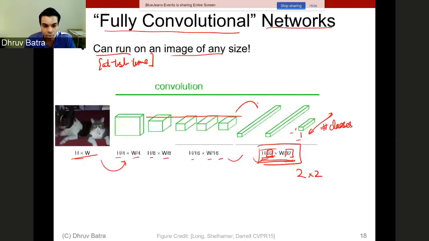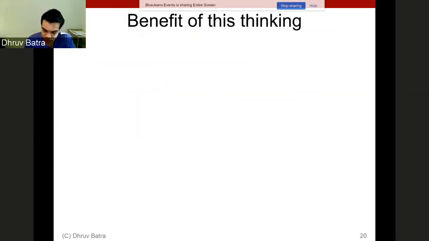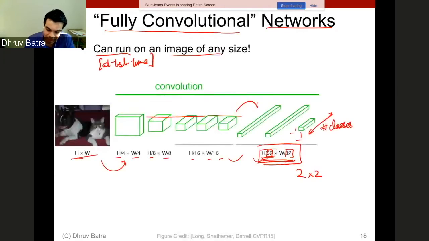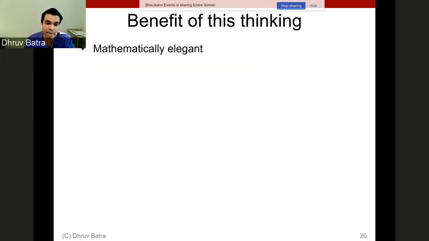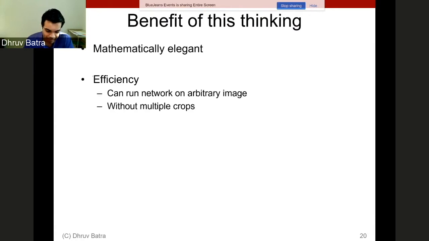So the benefit of thinking of CNNs as size-free objects at test time, at least, is that this is mathematically elegant. You realize that you can actually run CNNs at test time on arbitrary things. You don't have to think about cropping. You don't have to think about being locked into a size, and it is efficient if you want to run things on an arbitrary image without multiple crops.